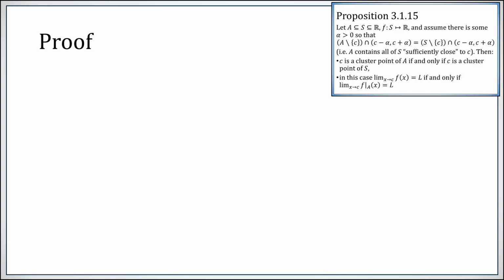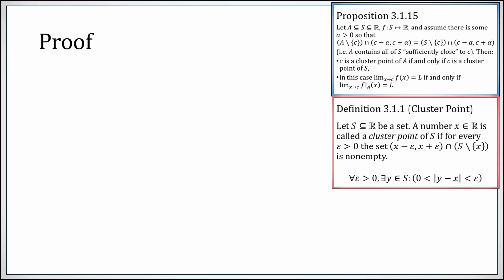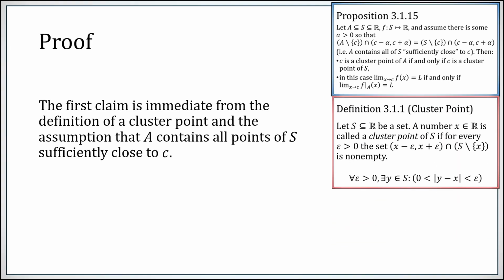To prove this proposition, let's recall the definition of a cluster point. The first claim, that C is a cluster point of A if and only if C is a cluster point of S, is fairly immediate. We just have to properly understand what we have assumed, this gigantic equality.